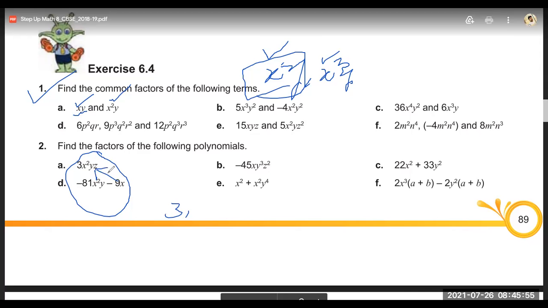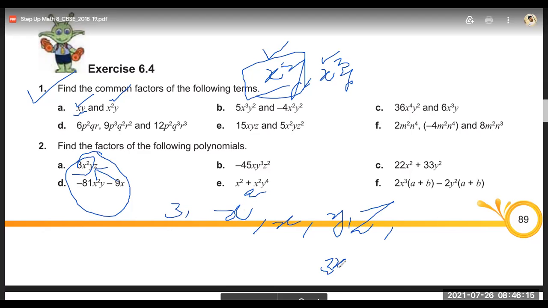For 3x square yz, we had discussed in the previous class last week. 3 can divide the whole term, so 3 is a factor. X square can also divide the whole term, so x square is a factor. X can also divide, so x is a factor. Y can also divide, so y is a factor. Z can also divide, so z is a factor.